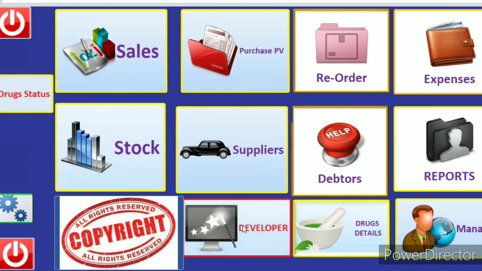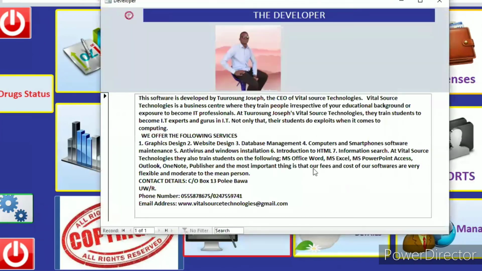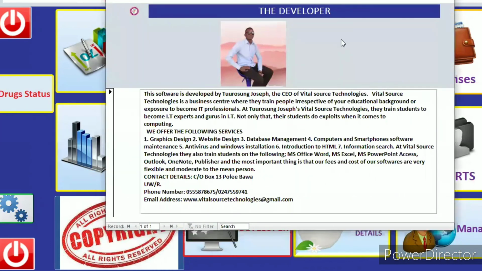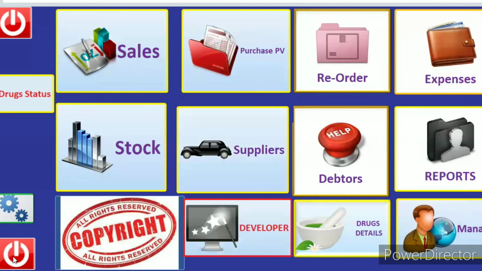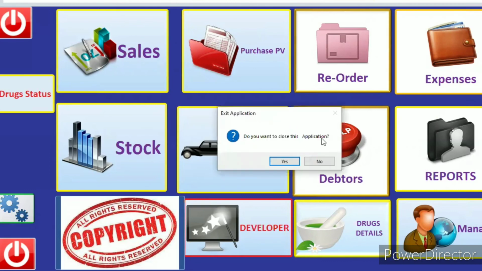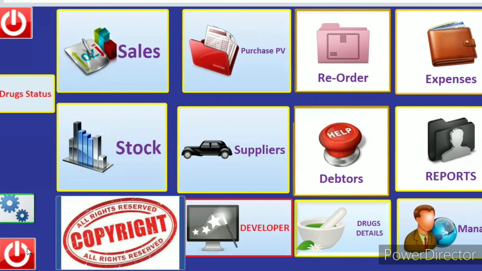Now here is also the developer message. If you want to know more about me, probably maybe the system is sold to you and you are using it, you have challenges, you can just go to the developer and you will see my details here. Everything is intact. Now, here is also the option to shut down the system. If you click on this, the system asks you, do you want to close this application? Yes, no. So if you want to close the application, then you click yes. So that is how this particular aspect also works.